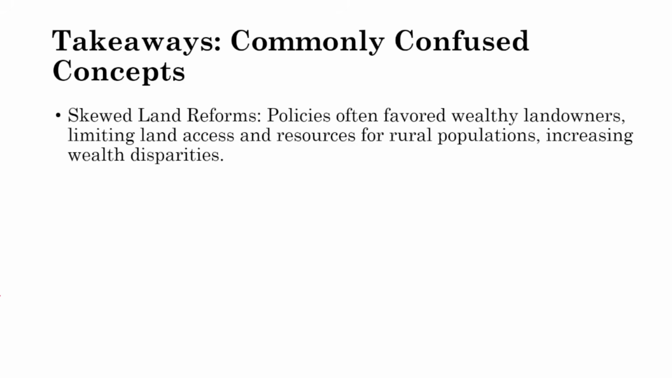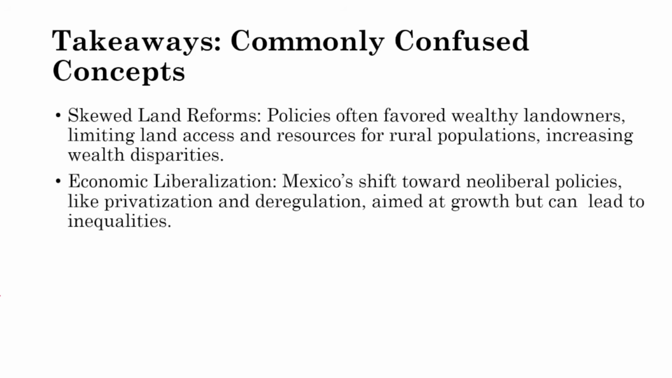Another key concept that's commonly confused and not really touched upon is skewed land reforms. We see that in authoritarian regimes, policies that relate to land reforms will favor wealthy landowners, limiting land access and resources for rural populations, and that can lead to disparities. We can also touch on economic liberalization. Mexico has shifted towards more neoliberal policies like privatization and deregulation. So, for example, Pemex, which is a major oil industry in Mexico, has gone from government control, from the public sector to the private sector, and that's usually aimed at economic growth, and it can lead to inequalities. It can also lead to equality depending on how it goes.